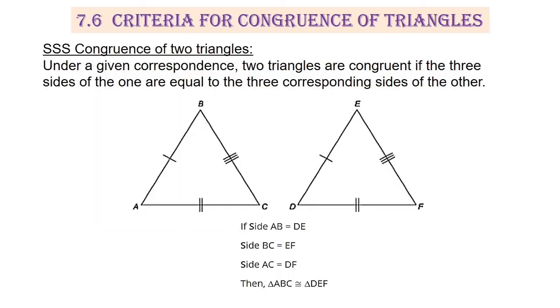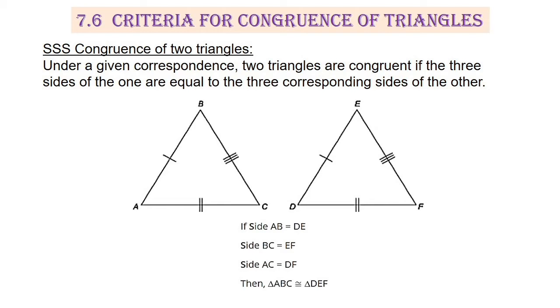We come to the important part of the lesson, criteria for congruence of triangles. SSS congruence of two triangles. SSS means side, side, side congruence of two triangles. Under a given correspondence, two triangles are congruent if the three sides of the one are equal to the three corresponding sides of the other.